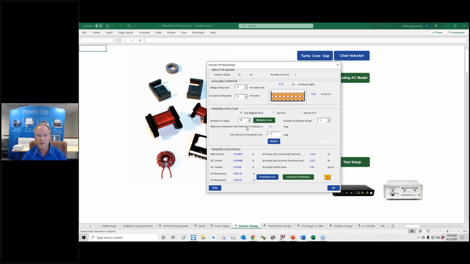With 3 layers, it goes up again because we kind of run out of headroom. We can't make the winding actually bigger. So the lowest loss design we can get with wire in here is 0.75 watts.